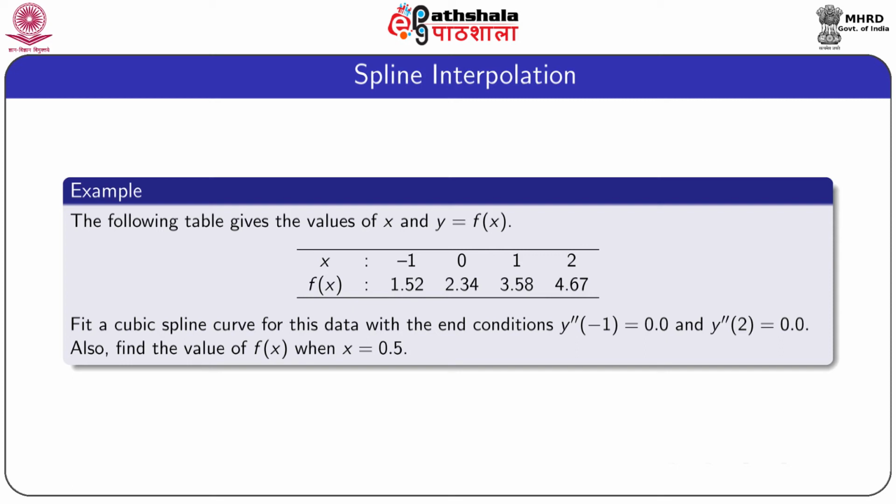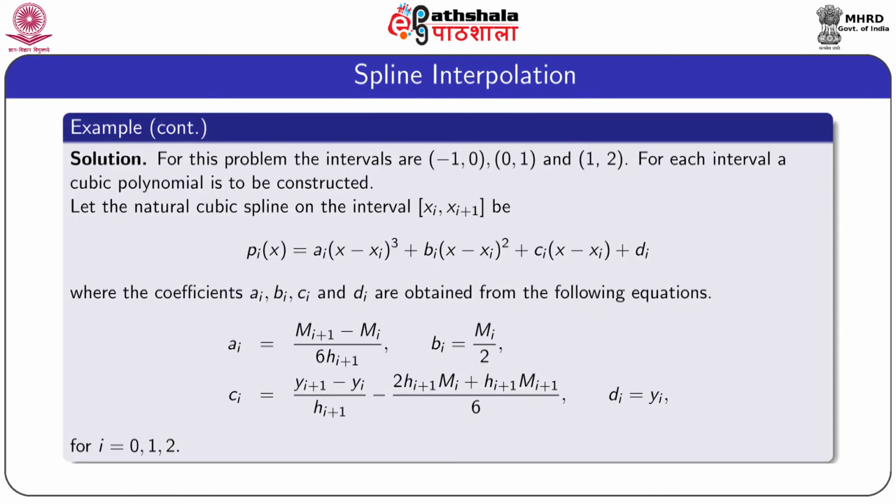Now, our problem is to find a cubic spline for this table of values with the end condition that the second derivative of y is given at the end points minus 1 and 2, and both these values are 0. Since these values are 0, we can say that the corresponding spline will be a natural spline, and also find the value of f x when x equals 0.5. So, this is the problem. The first step is to construct a cubic spline and then find the value of f x for x equal to 0.5.